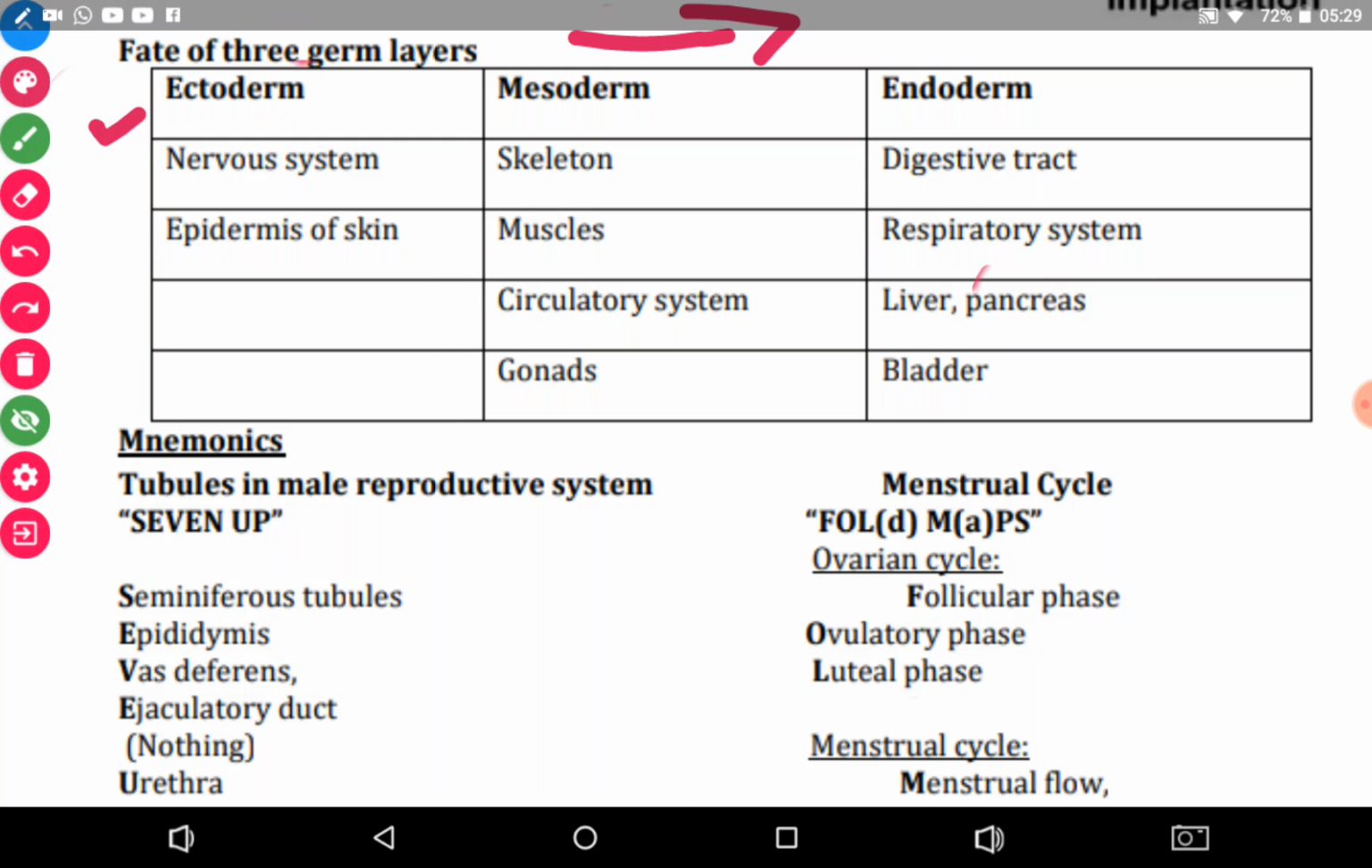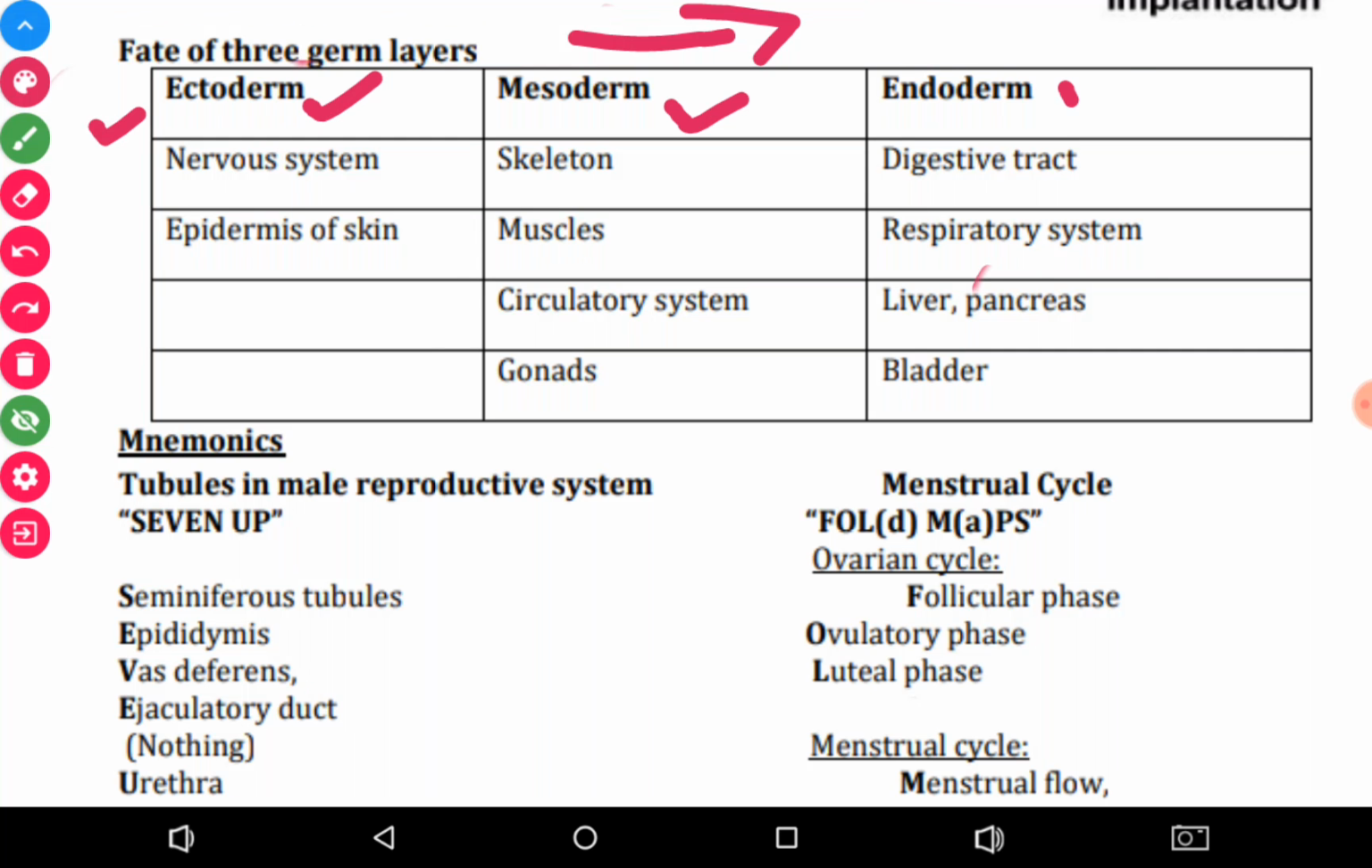Now the blastula is changed into another structure that is called a gastrula, and the process is called gastrulation. In the structure of the gastrula, all the cells are arranged into 3 different layers. The outer layer is called ectoderm, the middle layer is called mesoderm, and the internal layer is called endoderm. And here the differentiation takes place.